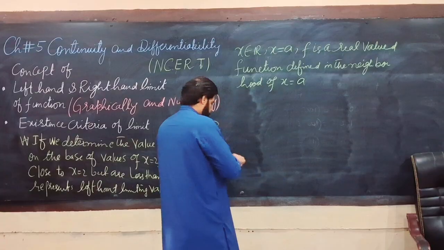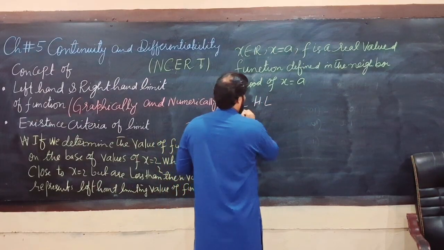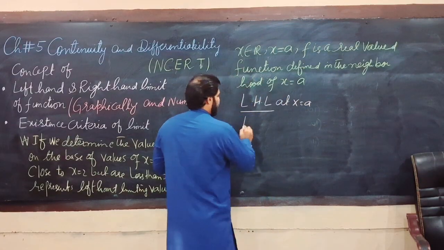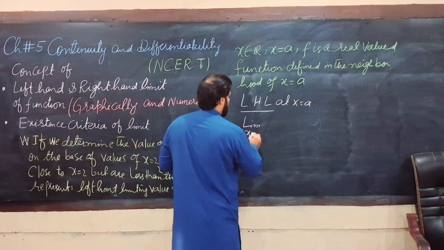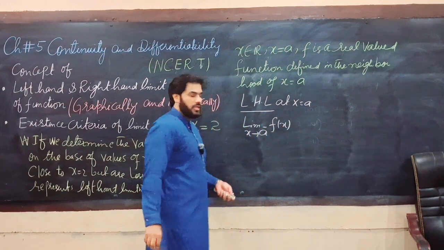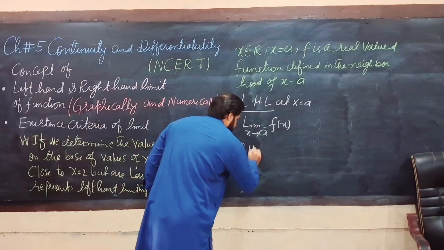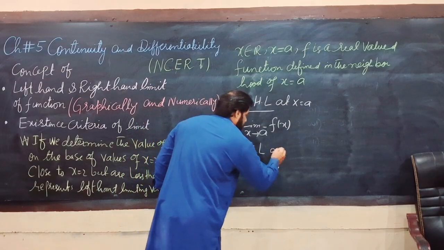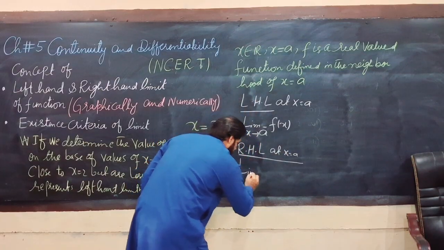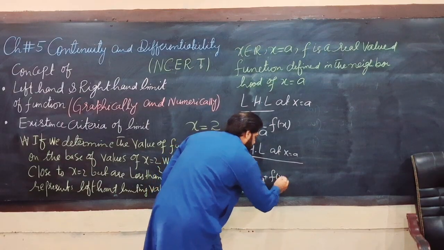Then the left hand limit at x equal to a is denoted by limit x approaches a negative of f of x. This is the notation for the left hand limit. Similarly, the notation for the right hand limit at x equal to a is limit x approaches a positive of f of x.